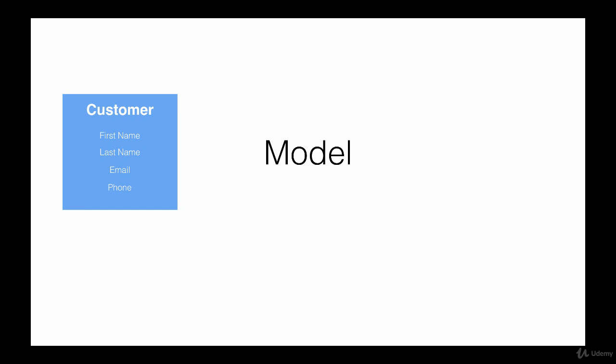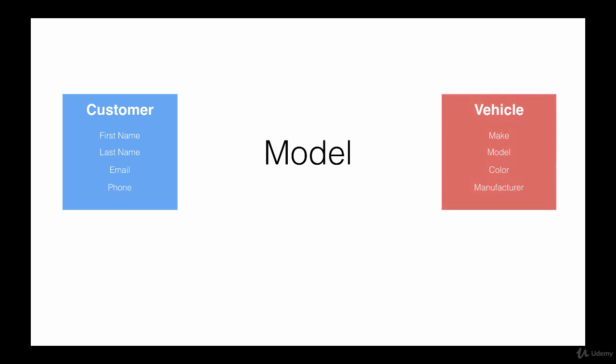The model represents the domain objects in your application. Now, those domain objects can be representing a customer, but they can also be representing a vehicle. It really depends on the type of the application that you're building.